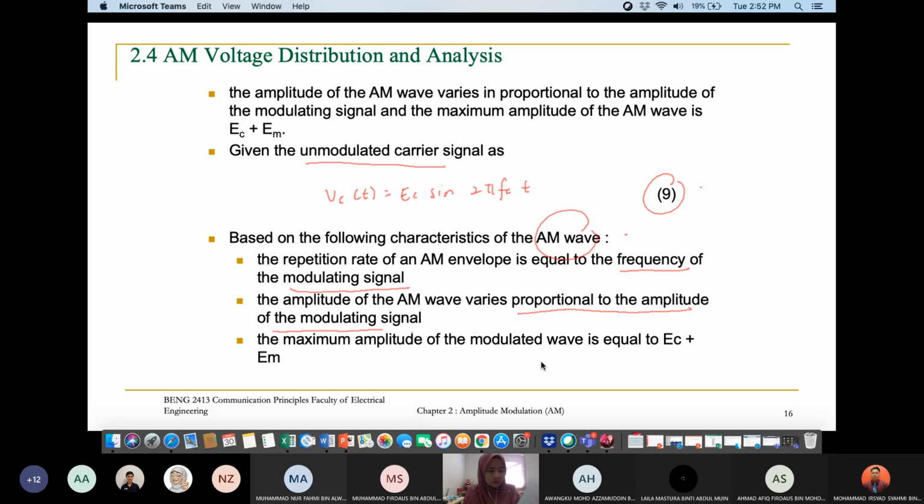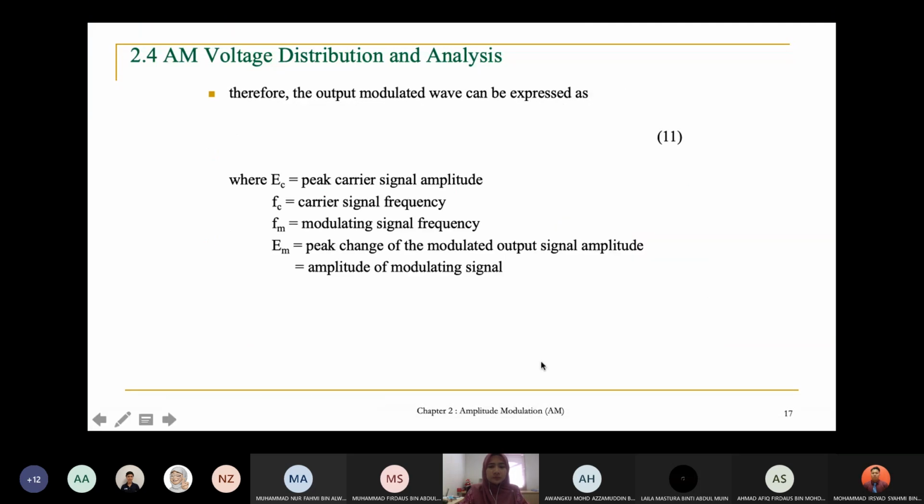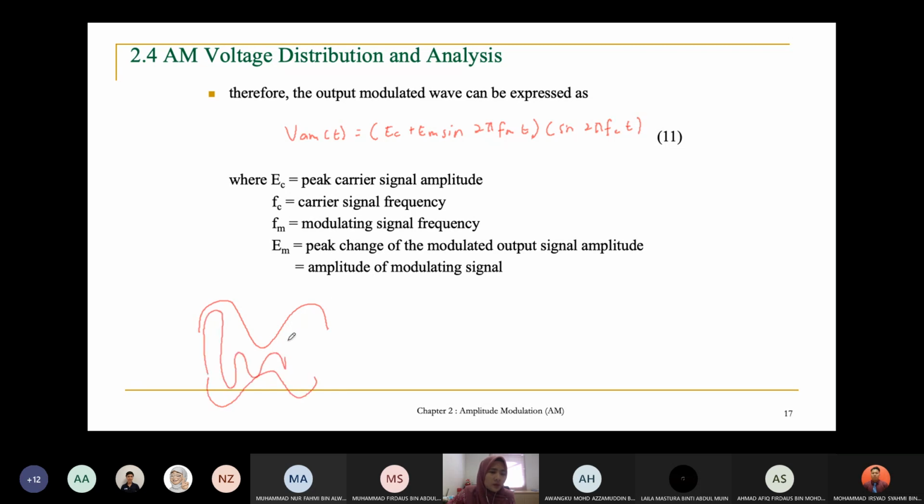So next, what about the equation for the modulated signal, the output? The output modulated wave can be expressed as VAMT, which is equal to EC plus EM sine 2 pi FMT, multiplied with sine 2 pi FCT. This is equation 11. This is the formula, the equation for the output modulated wave VAMT. This VAMT is the AM envelope.